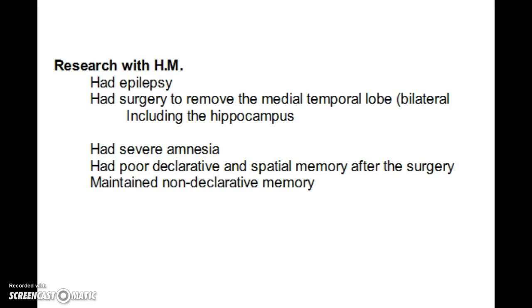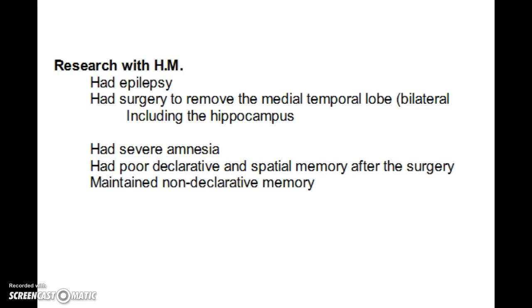Research with a particular patient known as HM has been very important in understanding a lot of aspects of learning and memory, as well as the importance of the hippocampus. HM, as you hopefully read in your textbook, was a patient who had uncontrollable epilepsy. And he in fact had surgery to remove the medial temporal lobe on both sides of his brain, and this included the hippocampus, in an effort to control his epilepsy. It did a good job of that.